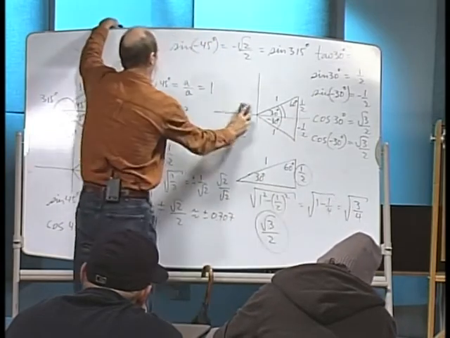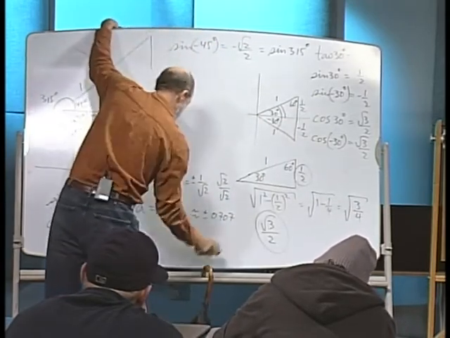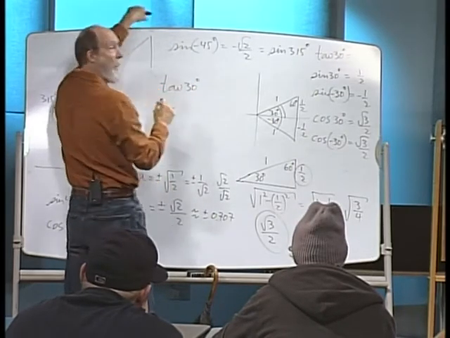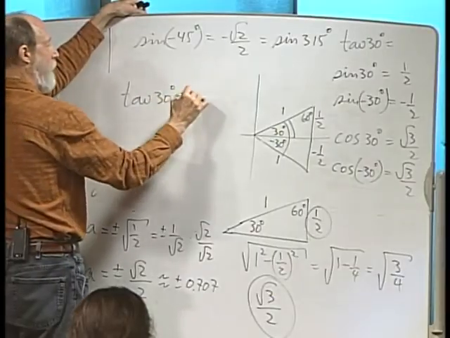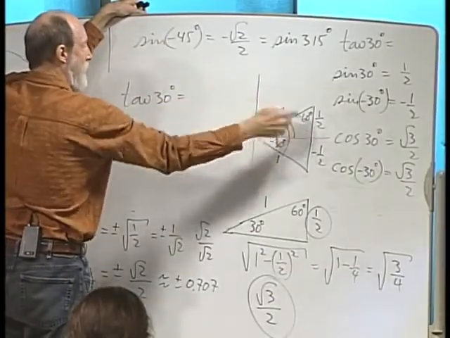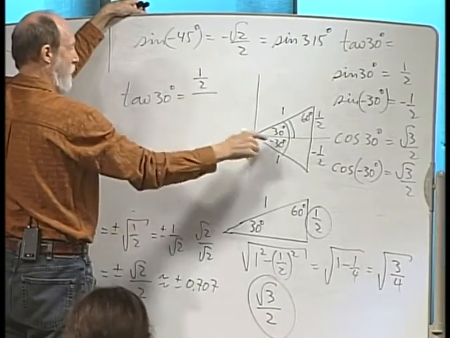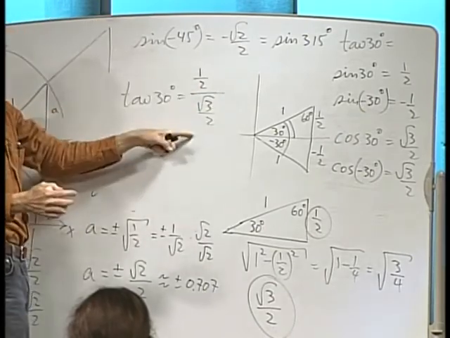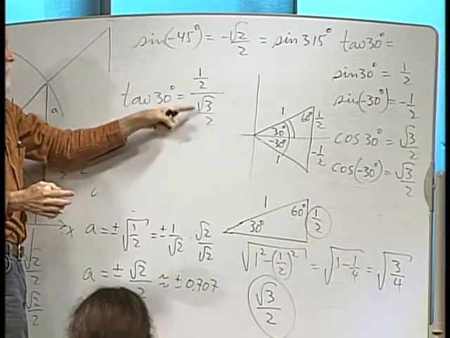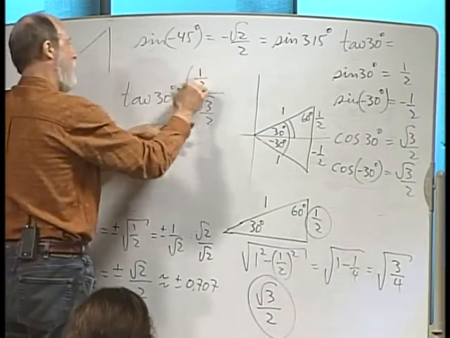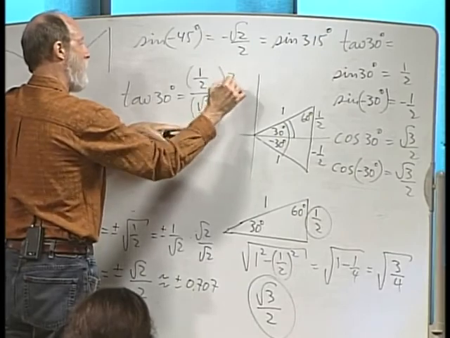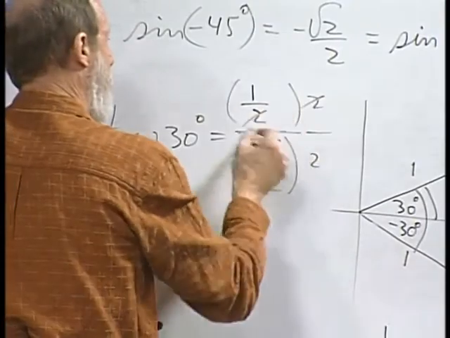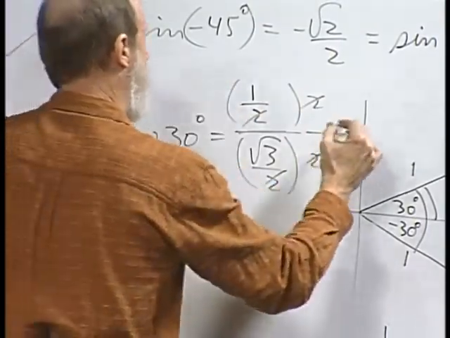I'm going to erase some of this on the board here. On the bottom half of the triangle, you should have... Yeah, but let's stick with the upper one first. Tangent of 30 degrees: I have that image in my head, with my opposite side as 1/2 and my adjacent side as square root of 3/2. So I have a complex fraction. If I multiply numerator and denominator by 2, I'm just multiplying by 1, right? I lose the 2's, and I get 1 over square root of 3.